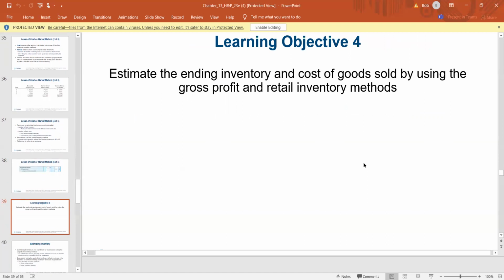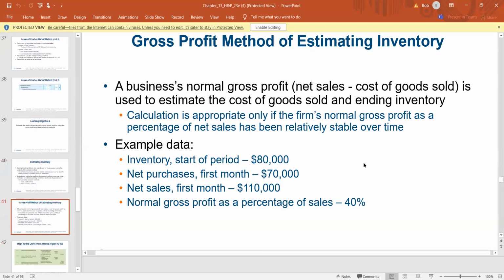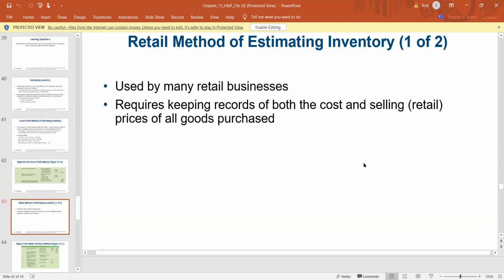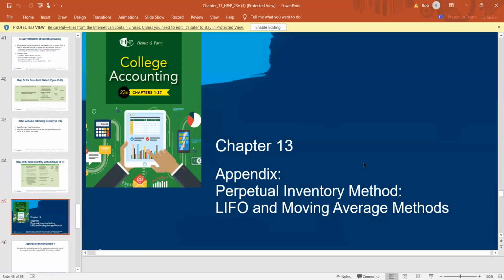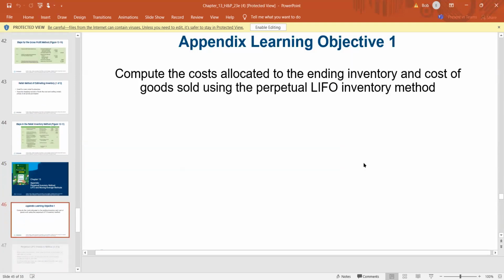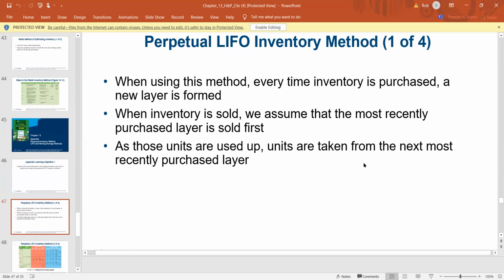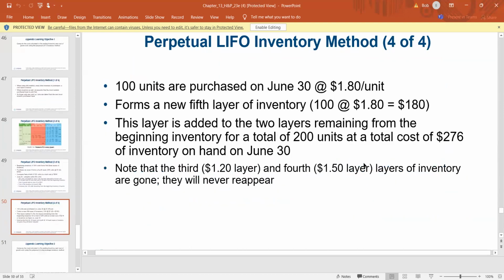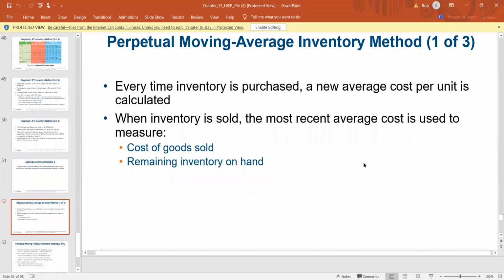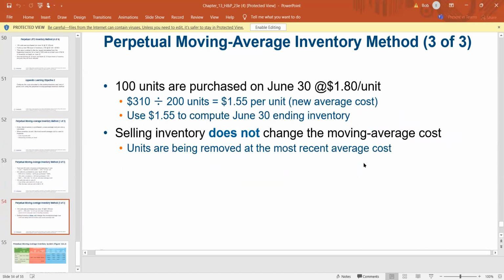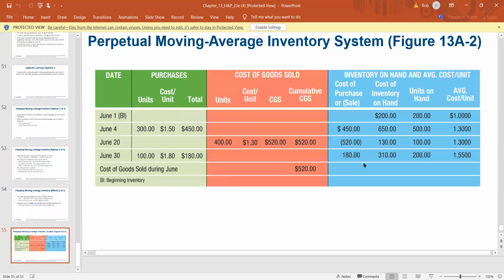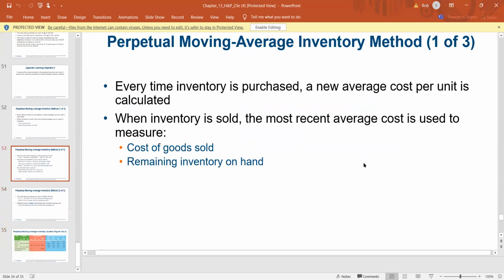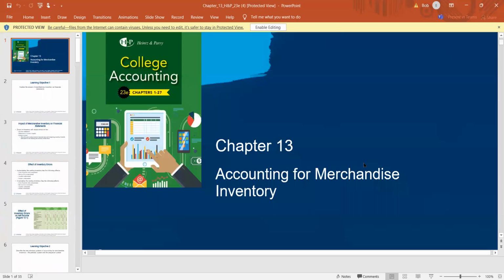We're getting into the estimated methods. No, we're not. Retail method. Yeah, we've covered this already. This would be redundant in terms of details.